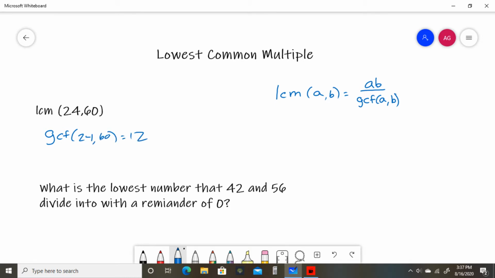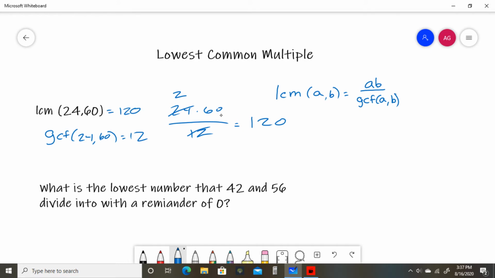So, we have to take the product of these two numbers, 24 and 60, and divide it by the GCF. So, 24 multiplied by 60 divided by 12. This can be simplified. If I have two numbers multiplied together divided by another number on the bottom, I can do what's called canceling and basically treat these as a fraction. So 24 over 12 will simplify to 2. And now 2 times 60 is 120. And so the LCM of 24 and 60 is 120.